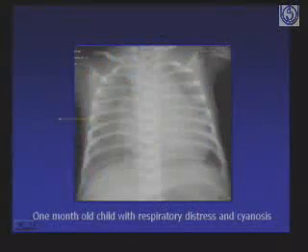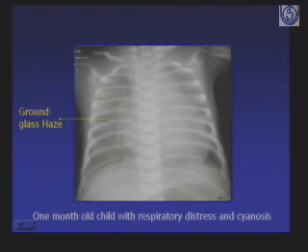Then another X-ray. This is the X-ray of a newborn with obstructed TAPVC. This 1 month old child was referred with cyanosis and respiratory distress with CHF. You can see there is no significant cardiomegaly, but the background is hazy. This hazy background is because of pulmonary venous hypertension. So pulmonary venous hypertension, no significant cardiomegaly, and respiratory distress. This is the triad for obstructed TAPVC.